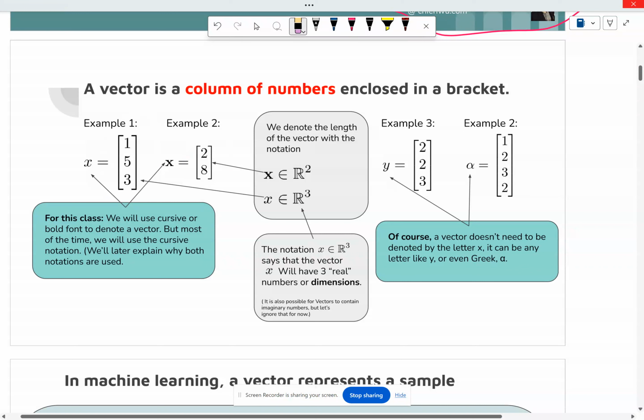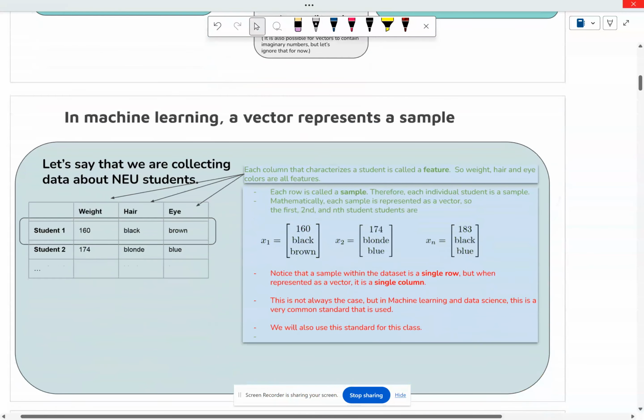Besides this, of course, vectors don't have to be just x. It could be basically any letter. Here we use y. We can even use Greek letters. So we can essentially use x, y, z, any letter, as long as it's lowercase and cursive to represent a vector. Okay, so that is the very basic concept of what a vector is.